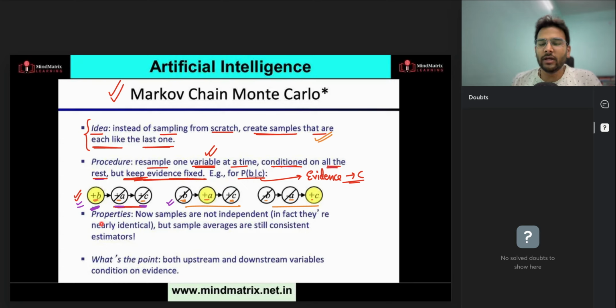Why we are doing it and what is the reason, you will understand in some time. Okay, just follow as of now. We are just talking about the procedure that we have. That is the standard procedure, we have to follow it. Okay, so what are the properties? Samples are not independent. In fact, they are nearly identical.